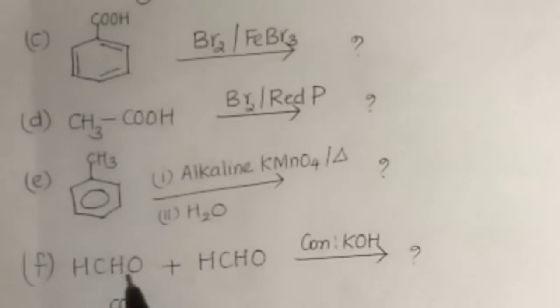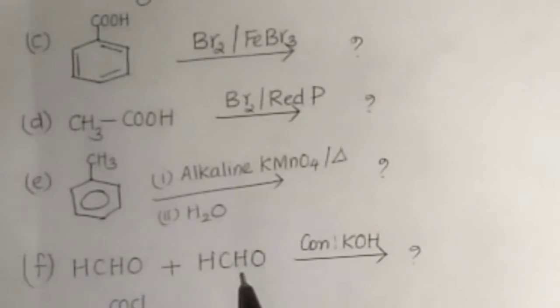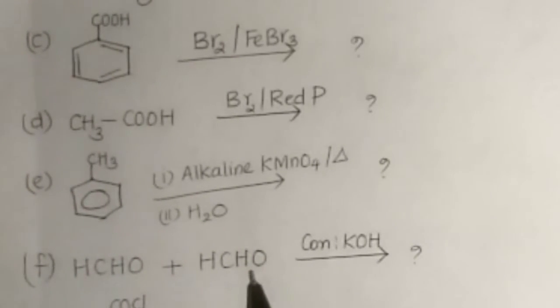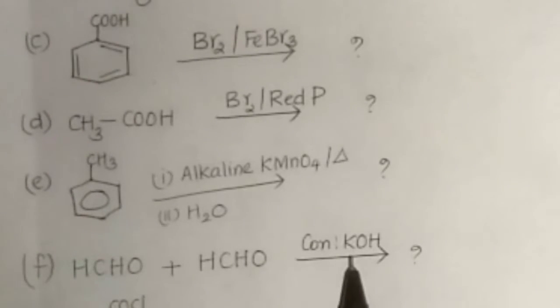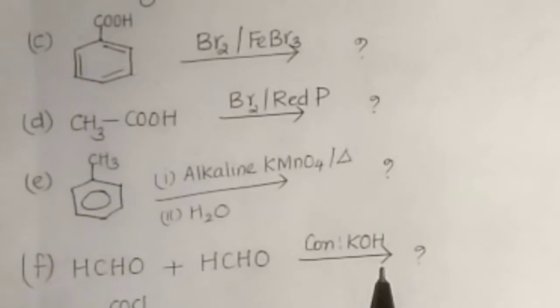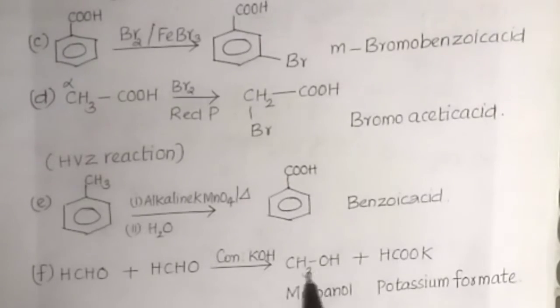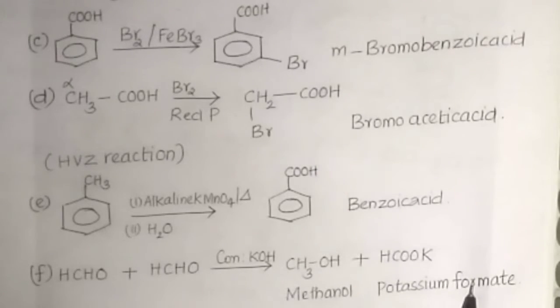Here the molecule undergoes reduction to form CH3OH alcohol and the oxidized product will be HCOOK, because here we use potassium hydroxide, so we get potassium salt of carboxylic acid. So the answer is reduced product methanol CH3OH. H2 is added here, reduction, and here oxygen is added, HCOOK, potassium formate, potassium salt of carboxylic acid.